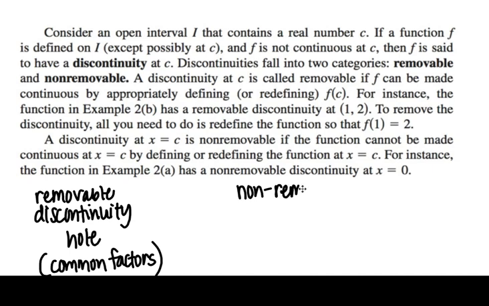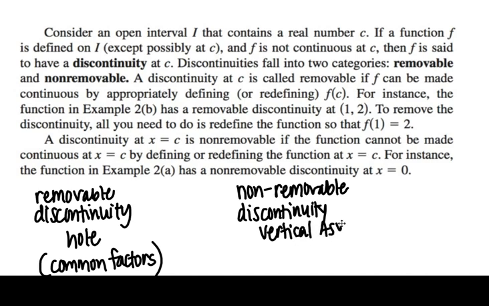Non-removable discontinuity. So non-removable discontinuity is a vertical asymptote. A vertical asymptote. No common factors exist. And when you're done reducing everything, you still have that value in the denominator that causes a problem. That is your vertical asymptote, and that is a non-removable discontinuity.